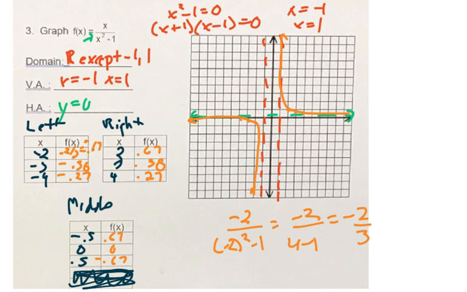And in the middle, it's going to look something like this. Now notice that it's crossing our horizontal asymptote once in the middle. That is okay.